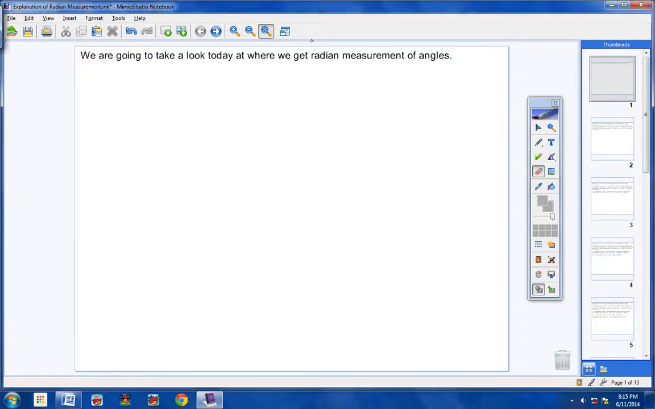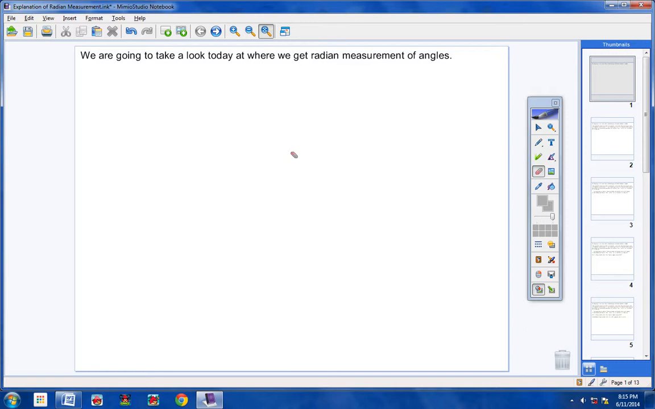Okay, students, we're going to take a look today at where we get radian measurement of angles. Let me start off by saying that you do not need to understand this explanation to do well on your tests or quizzes. I will not be testing you on this information, but I do just want to take about 10 to 15 minutes and quickly explain to you where we get radian measurement from.